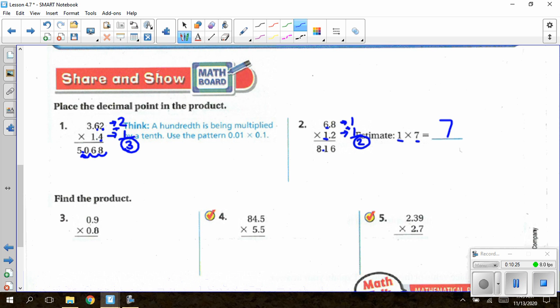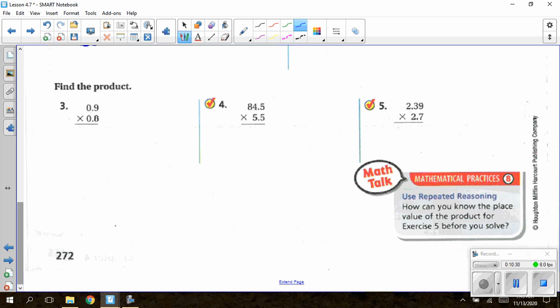Moving on to 3, 4, and 5, we do have to solve each of these problems and then place our decimal. So for number 3, if I treat this as 2 whole numbers, I would have 9 times 8, which is 72. I do not need to carry over the 7 above the 0 because 8 times 0 is 0, and then you would just bring your 7 down anyway.